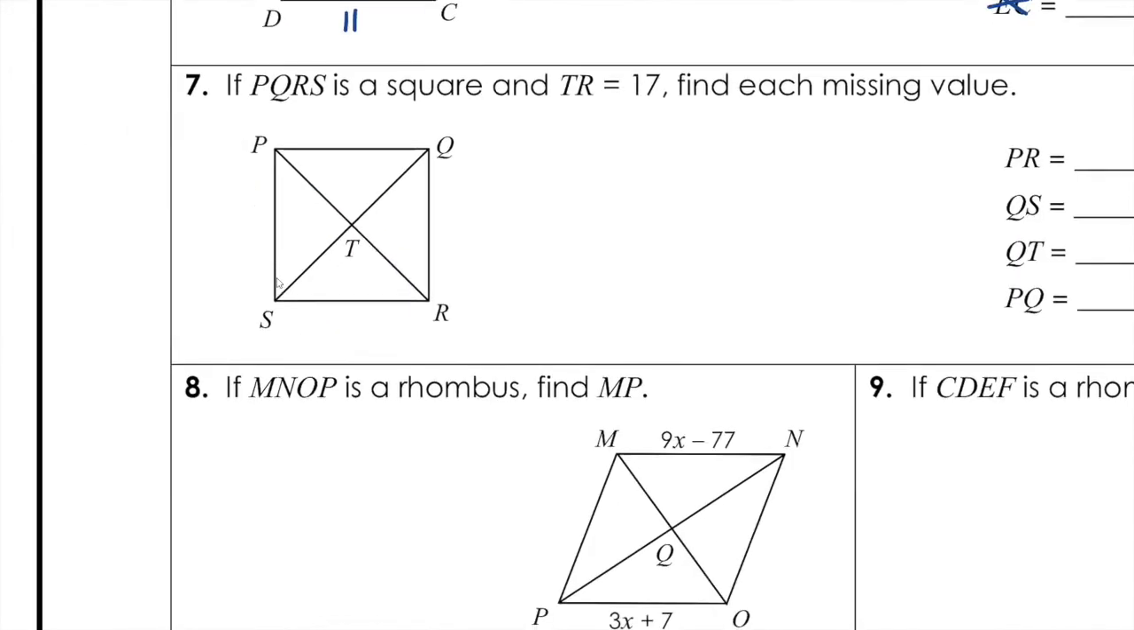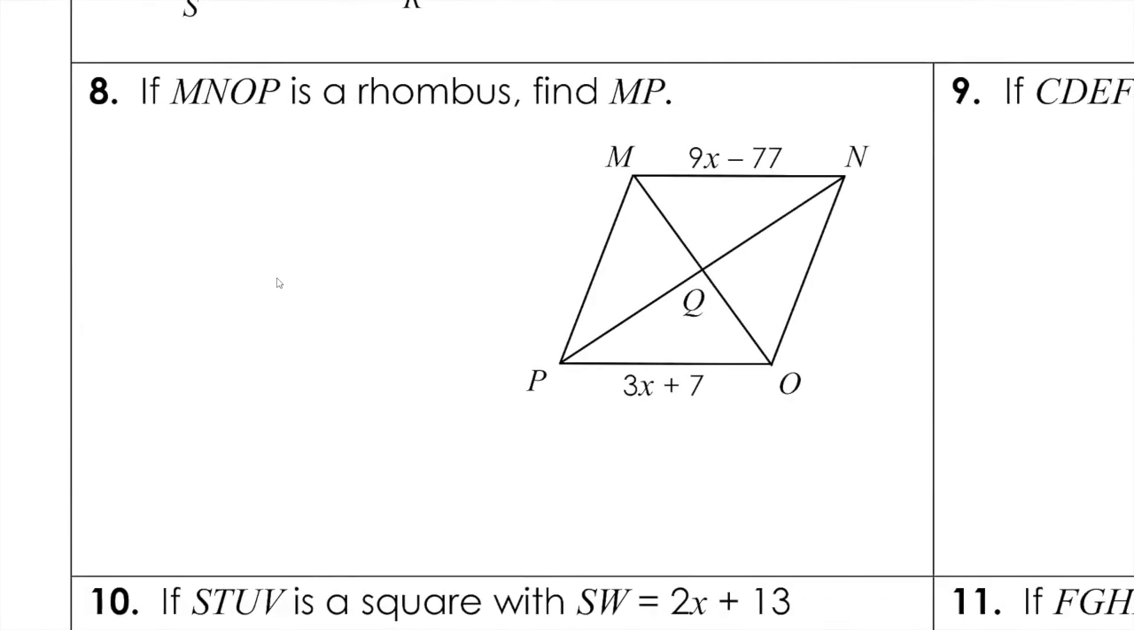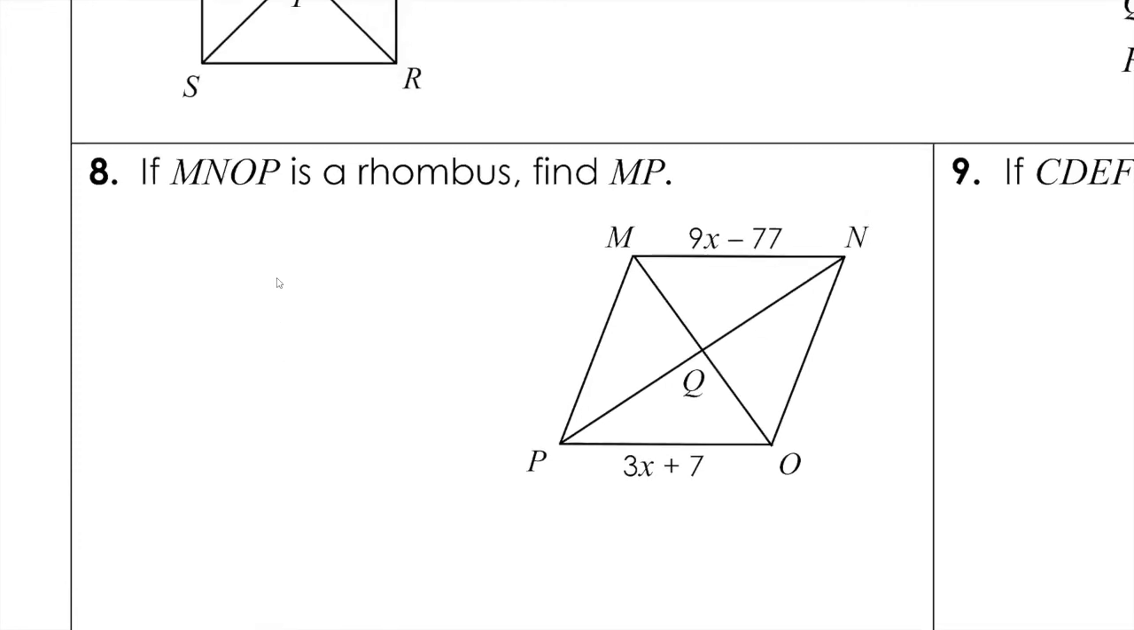Let's put some algebra in there, though. It says MNOP is a rhombus. Find the measure of MP. What do we know about the sides of a rhombus? They're all congruent. So we just set them equal to each other. All four sides are congruent in a rhombus. So 9x minus 77 equals 3x plus 7.